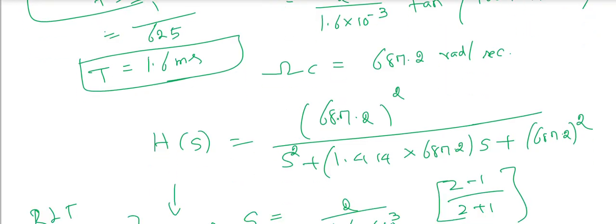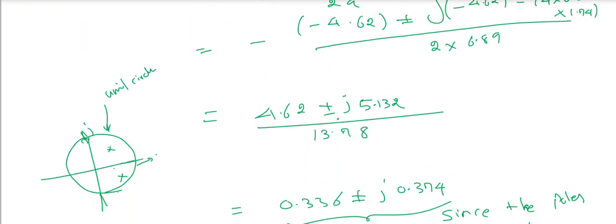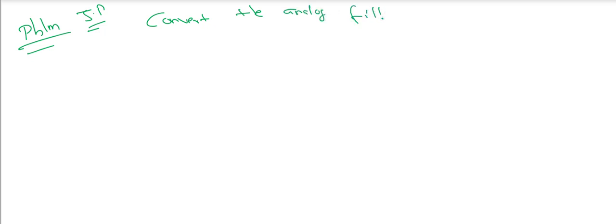So one more problem we'll discuss. Next problem, another problem. Convert the analog filter, because this is the same kind of problem. The problem is to convert the analog filter into a digital IIR filter by means of bilinear transformation.